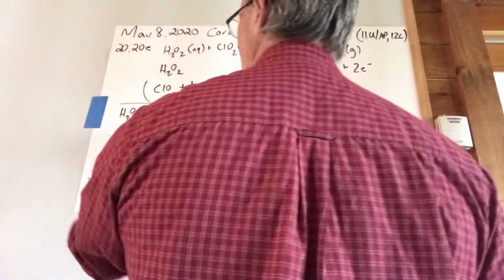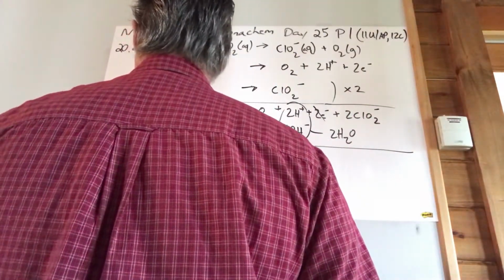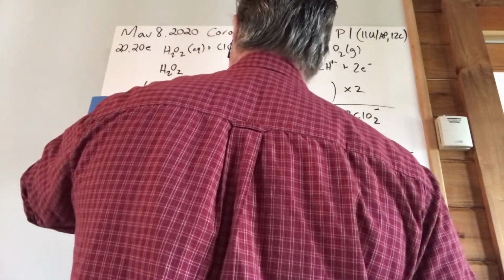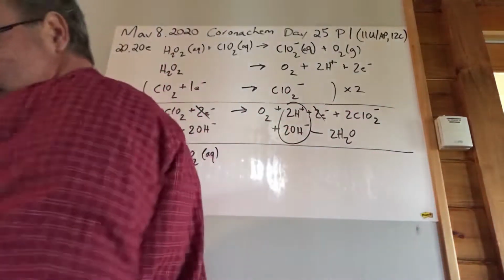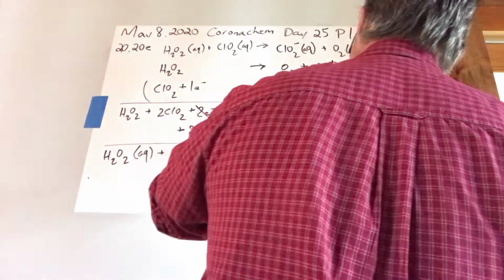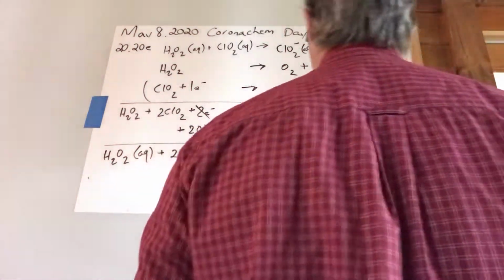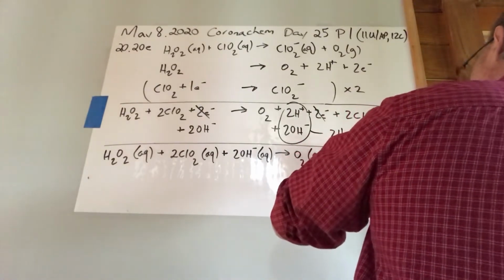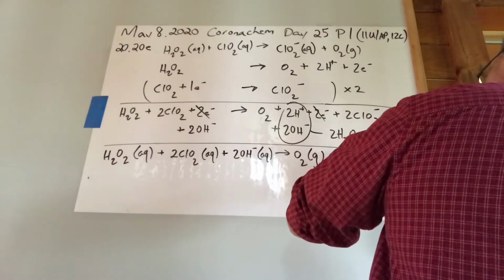We have 2 waters on this side, no waters on the left, so we can just put everything in its final phase. So the peroxide is aqueous, the chlorine dioxide is aqueous. It's going to be the same as in the book. Yeah. Then you have 2 hydroxide, aqueous, plus O2 gas, plus 2H2O liquid, plus 2 chlorites, aqueous. And you're done. That's your final answer for 2020E.